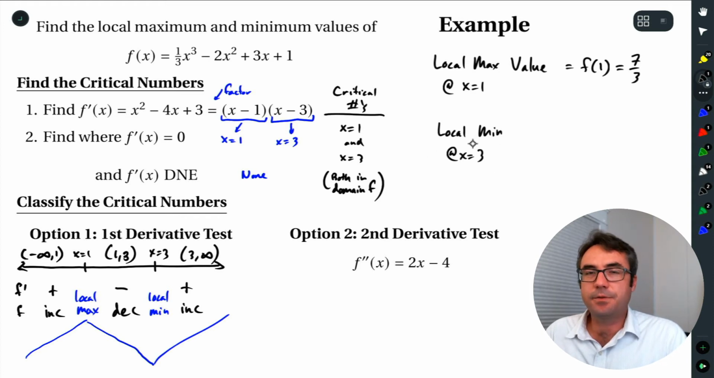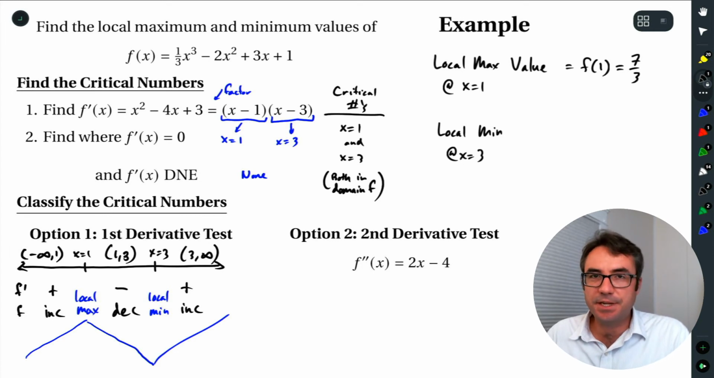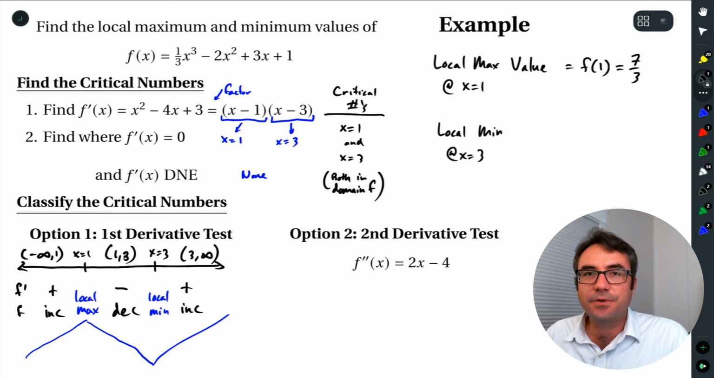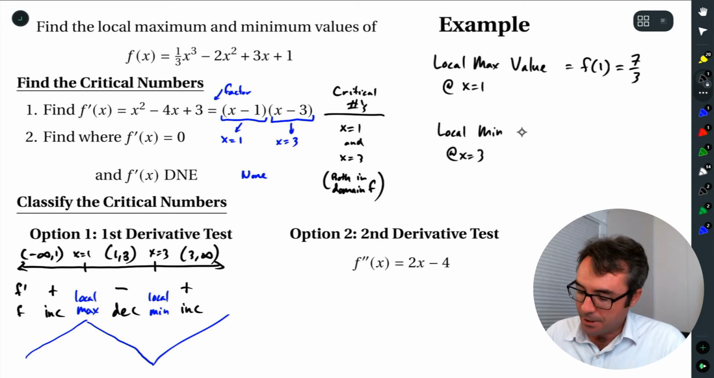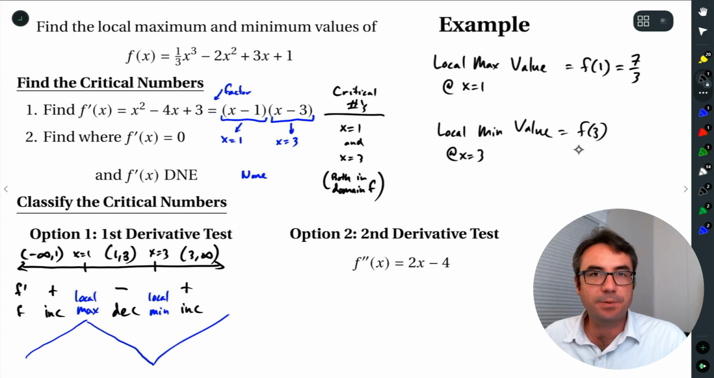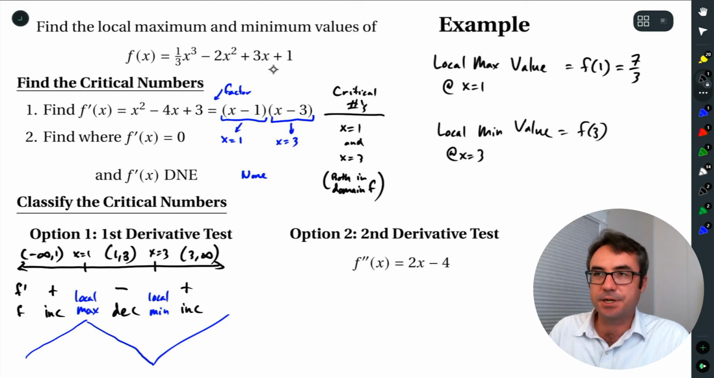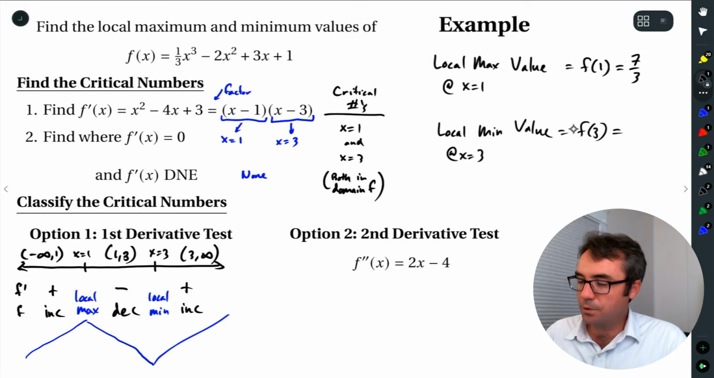Same thing for the min value here at x equals 3. Sometimes we're interested in what the value of our function there is. If we see wording for the max value or the min value, we want to take our critical number and plug it into the original function. If we wanted the location, we want the x value. And so if we plug 3 into this function, we're seeing a local min value of 1.